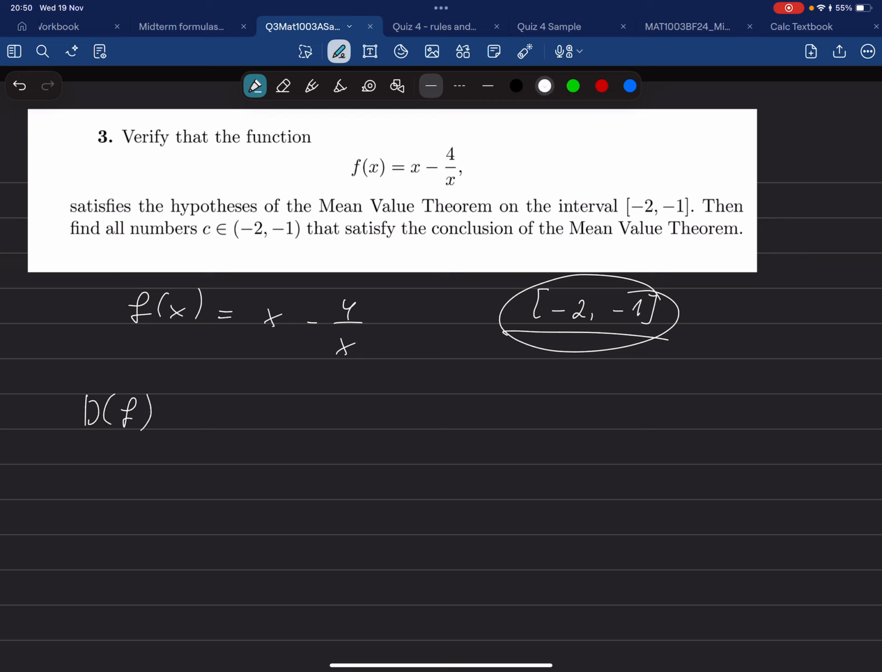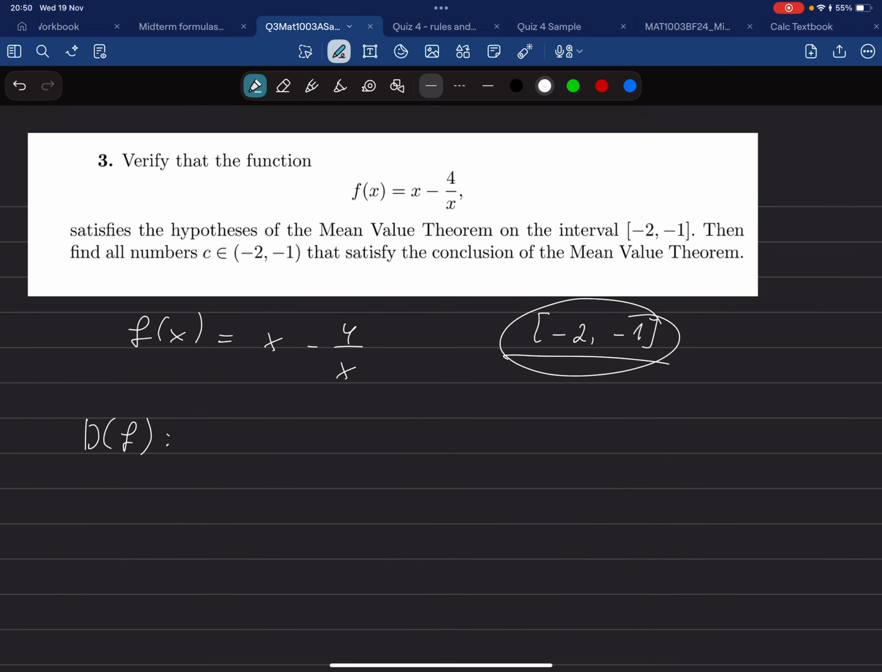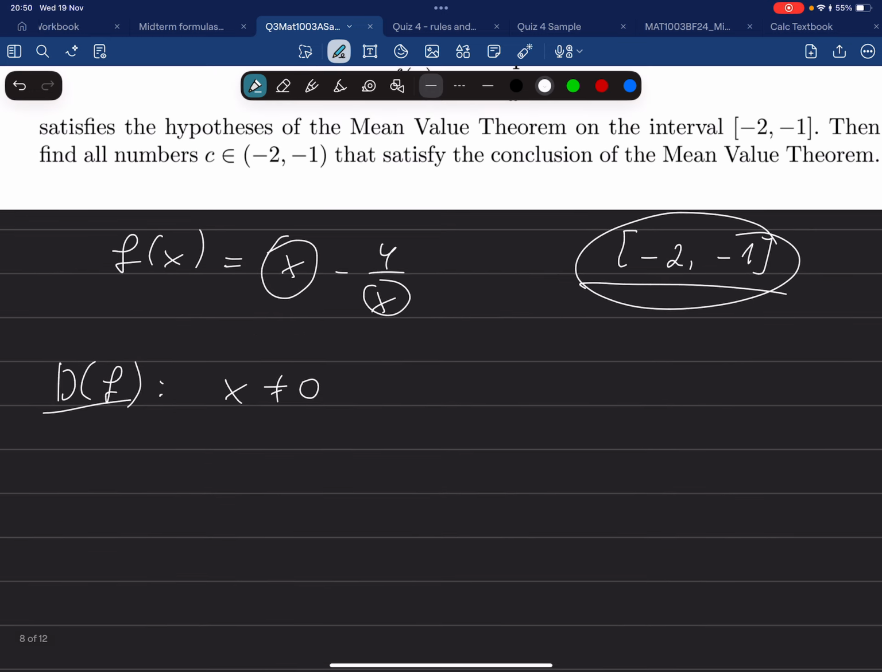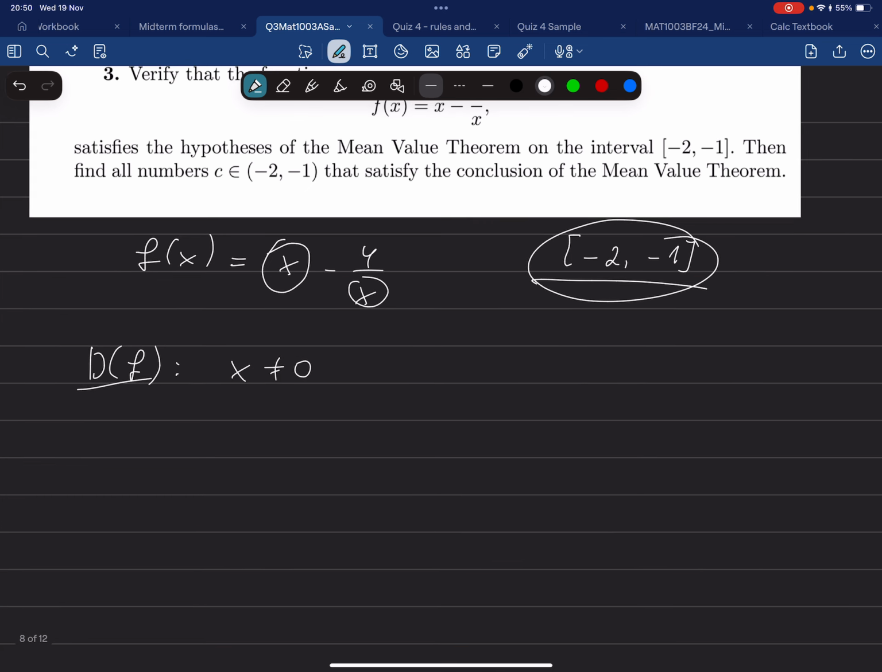So the domain of f would be, well, at first I have an x. X can take any value, doesn't matter. The more problematic part is this one, because I have an x in the denominator, which means that if x were 0, then it would be a problem because we cannot divide by 0, right? So this is actually a pretty regular function where the only invalid value is 0. So the domain of f is x different from 0, right? It cannot be 0.